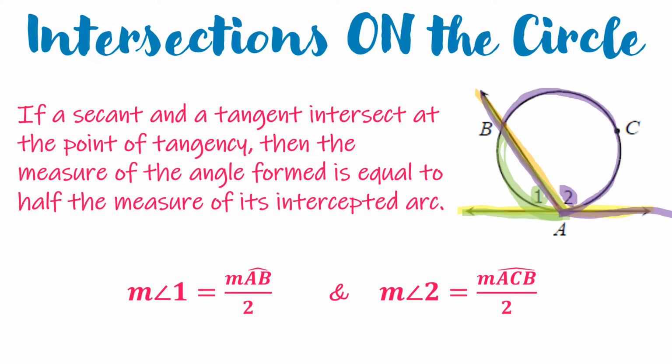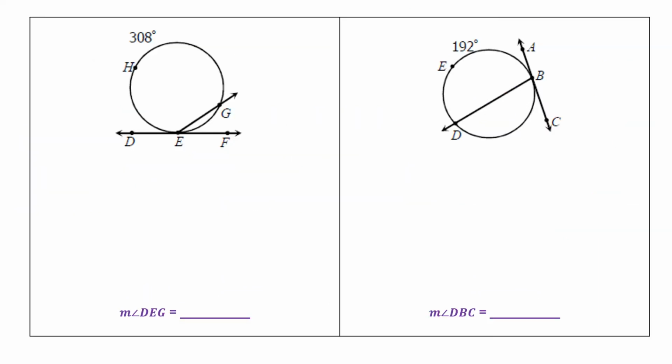And so the measure of angle 2 will be half the measure of arc ACB. So let's look at a few examples. All right, in the first one, we have the measure of angle DEG. So let's look at DEG. What arc does it intercept?